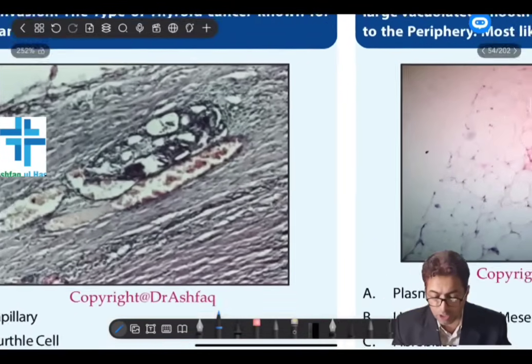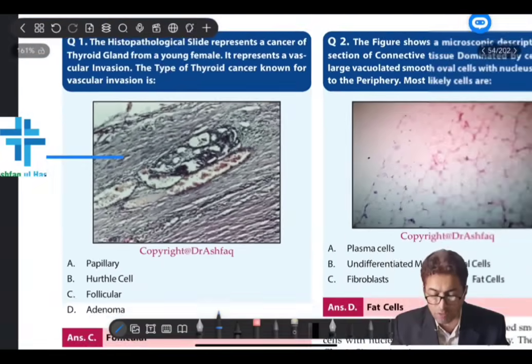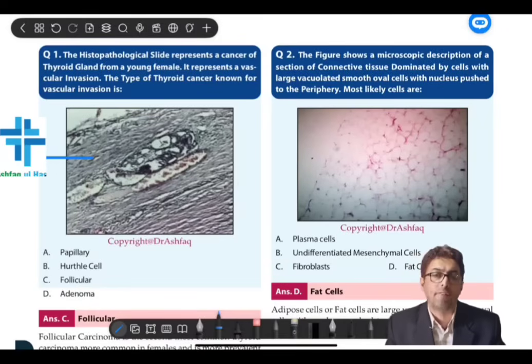So over here, this figure is shown. We do not concentrate much on the figure. The figure is there for representational purposes. And as far as the question goes, it tells you about the vascular invasion pathology, which is more common. So you have to remember some of the most important common points among the various thyroid cancers.